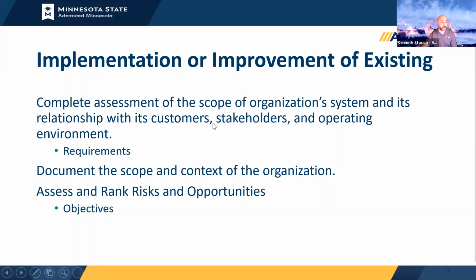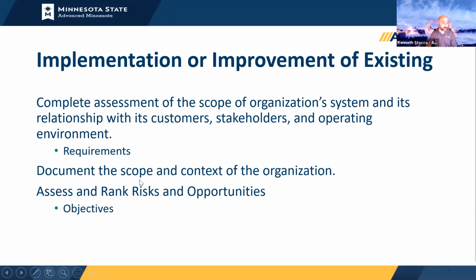So again, this isn't the only way to do it, but one way to do it would be to do a complete assessment of the scope of the existing system and its relationship with its customers, stakeholders, and operating environment. What that does is that gives us the requirements for what needs to be done. And some of our assessment is going to show that there's systems in place already. You can't be running a functioning company without having systems in place. So this assessment lets us know, what do we need to tweak a little bit? What's fine the way it is? What do we need to add? What do we need to improve?